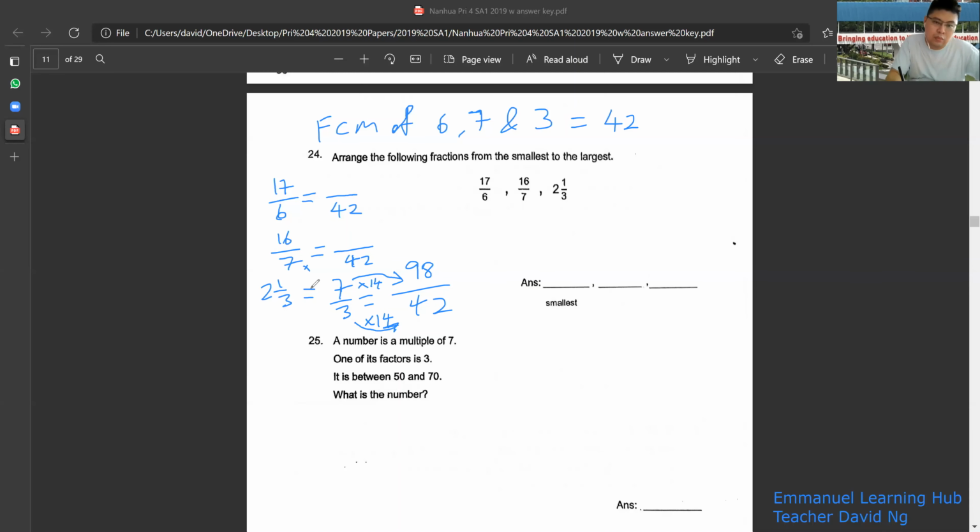7 times how many is 42? Remember 7 times 3. No, just now you told me the answer when I asked you for the FCM. 52? No. 7 times how many is 42? Seven times what gives you 42? 56? No.